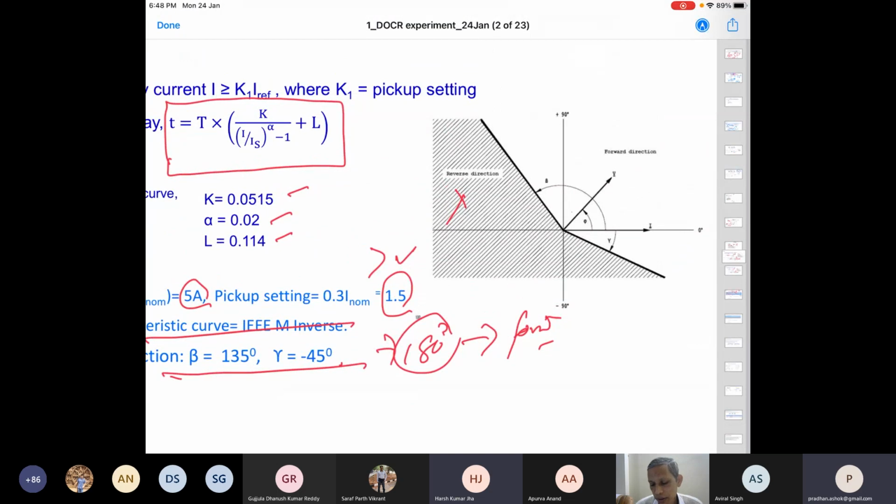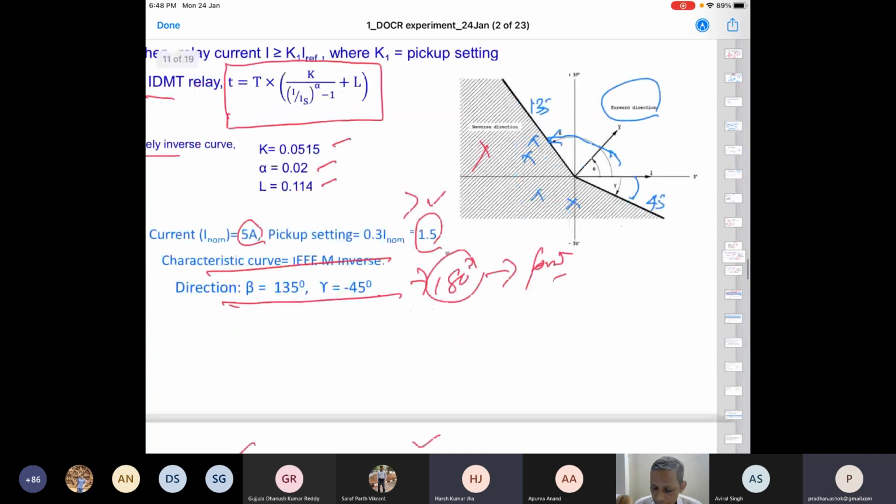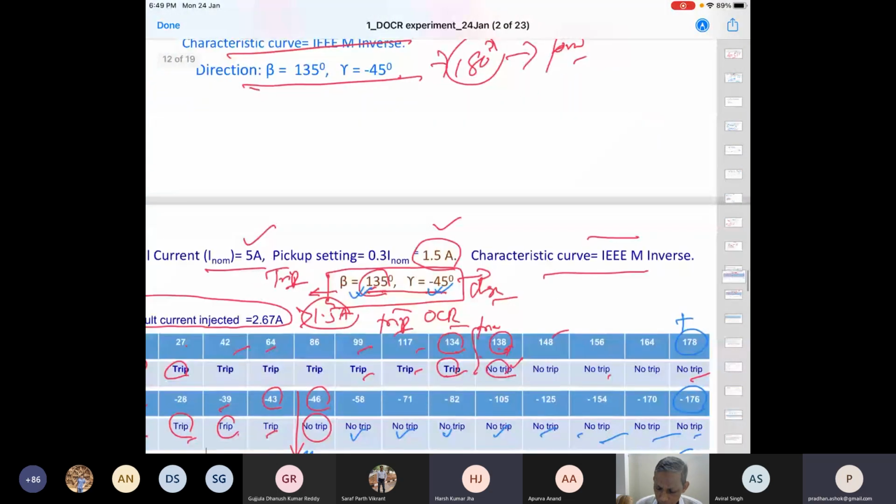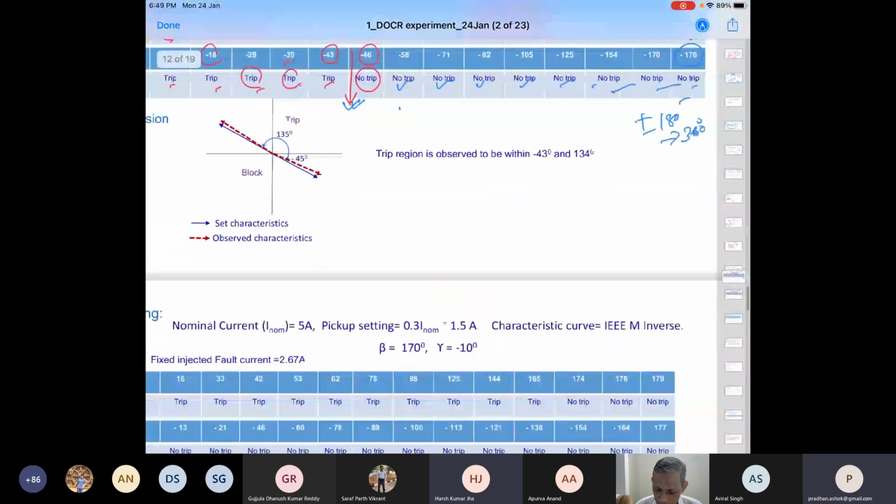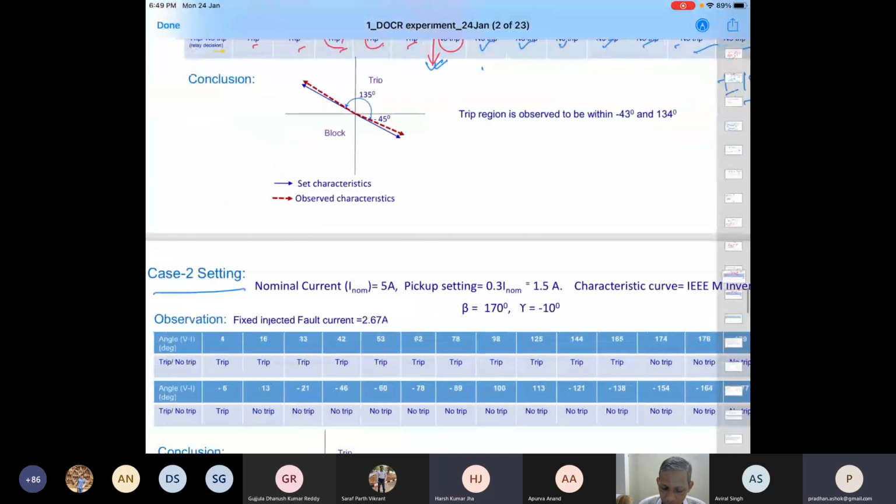So here in this case 135 this side, and this is 45 this side. We allocated this for the trip decision. Then from the verification, when we change from the positive angle, this is tripping, this is also tripping, and this side it is not tripping. So this means that the directional and overcurrent principles are both being satisfied, and similarly another case we are talking about here.